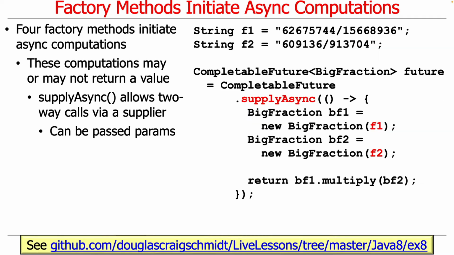Let's take a look how you could actually use this in practice. One interesting thing to note here is that parameters can be passed when you invoke supply async. As you can see here, we have some parameters defined up here as strings f1 and f2. And inside the supplier lambda, you can see we use f1 and f2. And this example comes from my EX8 project in my Java 8 folder in my live lessons GitHub repository.